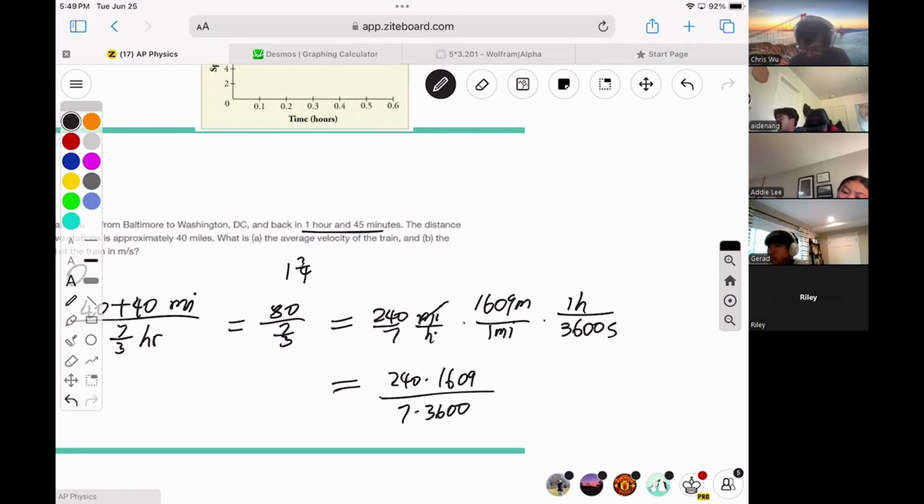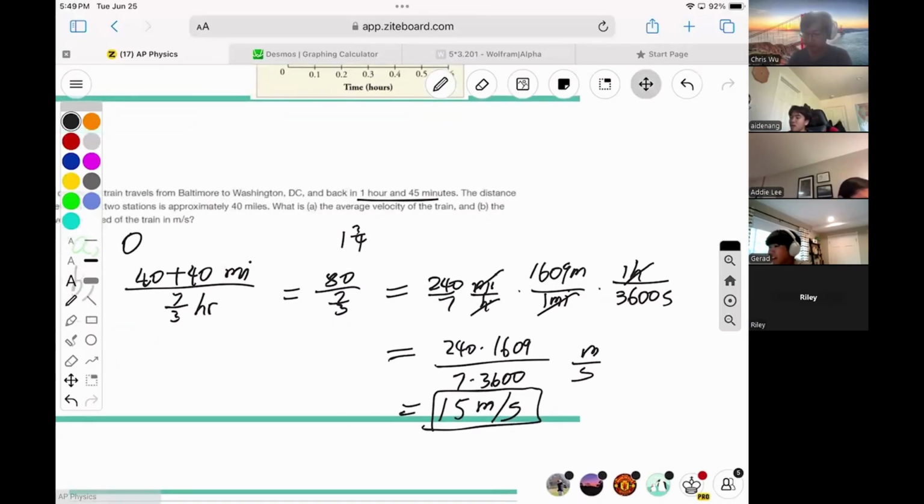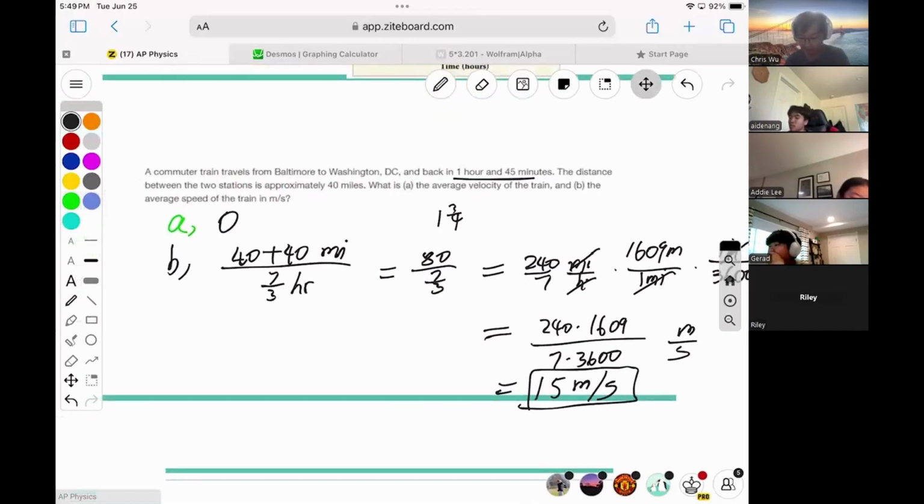Put that together: 240 times 1609 divided by 7 times 3600. That's all the numbers. Miles canceled out, hour canceled out, I get meters per second. And check that in the calculator: 240 times 1609 divided by 7 times 3600. And I'll get about 15 meters per second. Okay, all right. Yeah, so that's that. And I would say for any physics problem, this is what goes on in my head.